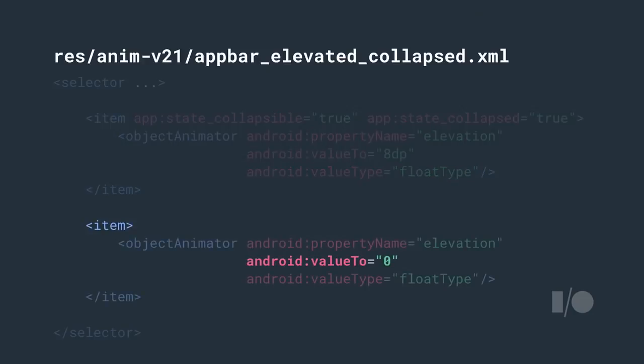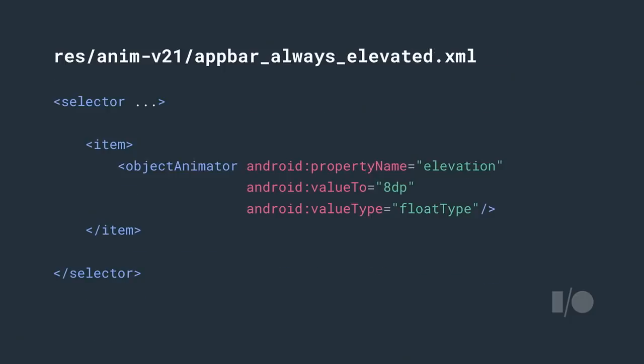And the second item doesn't have any states, which means it's the default item. Therefore, it'll be run whenever the first item doesn't hold true. At this point, it is when the collapsible content is no longer collapsed. Therefore, we want to bring the elevation down to 0, so it's not elevated. As I said, you don't need to implement that. That is done by default for you, I'm just using an example.